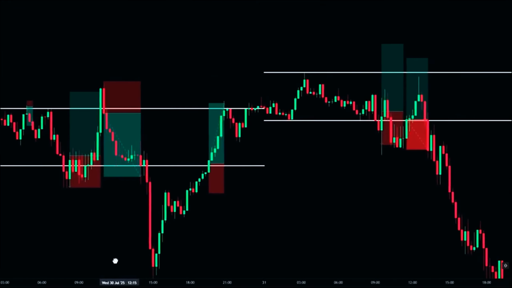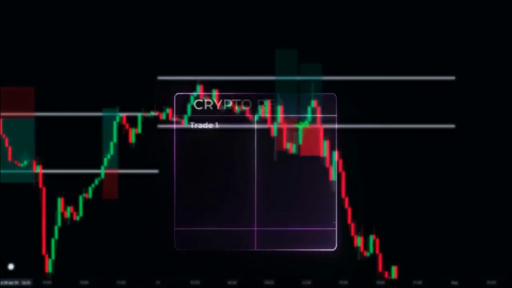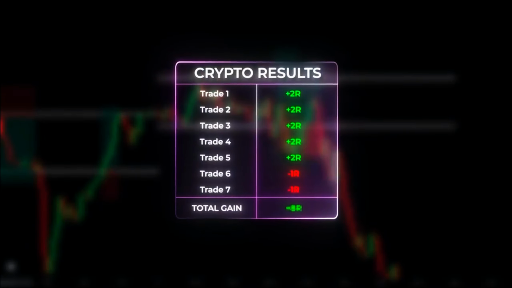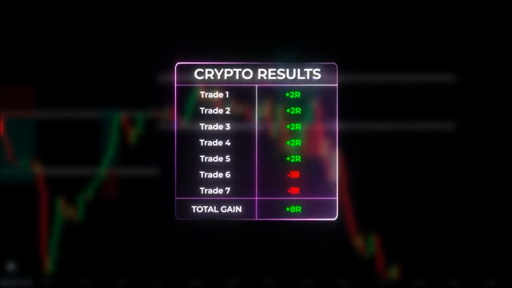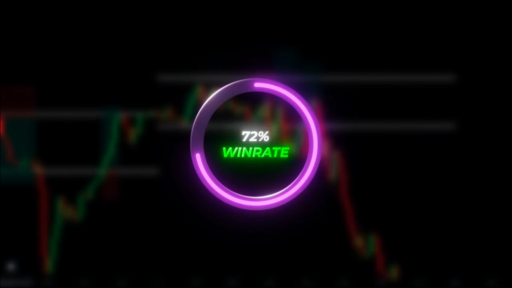Here you can see all the trades we backtested. Out of 7 trades we took, the strategy gave us 5 wins and 2 losses, with a total gain of 8R. That's about a 72% win rate on the crypto market, which is extremely impressive considering we only used the very basic version of the strategy.